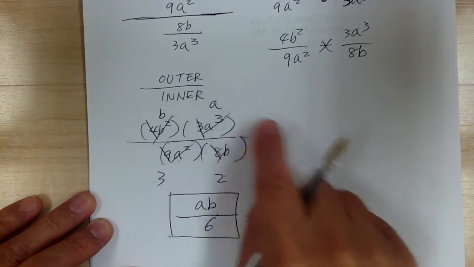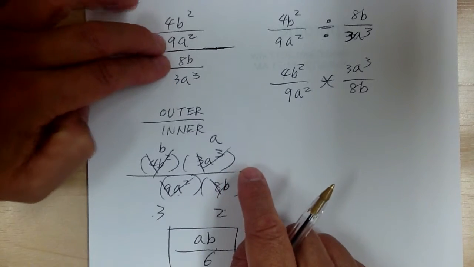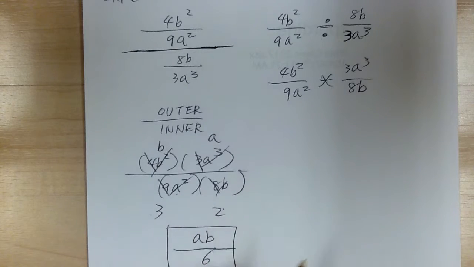Okay. So again, for this one, you do the outer over inner. So outside goes on top, the inside goes on the bottom. Then from there you go and cancel. Okay, and whatever is left over, that's your answer.